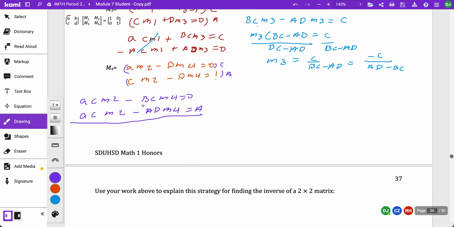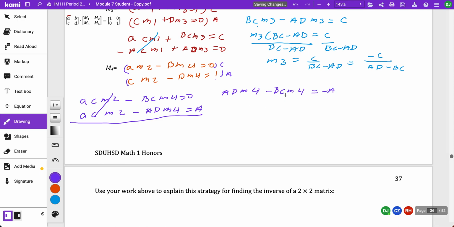And when we eliminate these, when we subtract them, these would cancel. And negative BCM4 minus ADM4, we're taking away a negative. This would turn into a positive ADM4. So we took away a negative. ADM4, and then this would be minus BCM4. And you could have had it negative BCM4 plus ADM4 and then reverse it, but just for the sake of saving time. And then we're going to have 0 minus A, which is negative A.